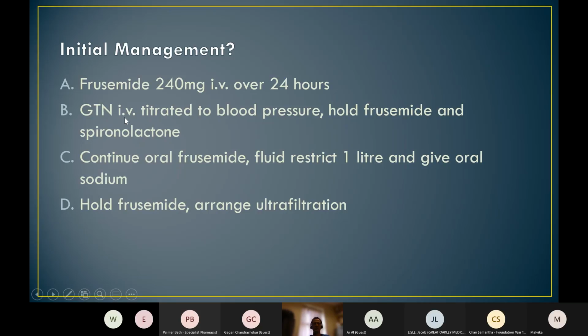Here, GTN would be completely wrong, because it's not going to get rid of fluid. It might acutely treat the heart failure a little bit, but it's no longer part of NICE guidance. It would be completely wrong here.